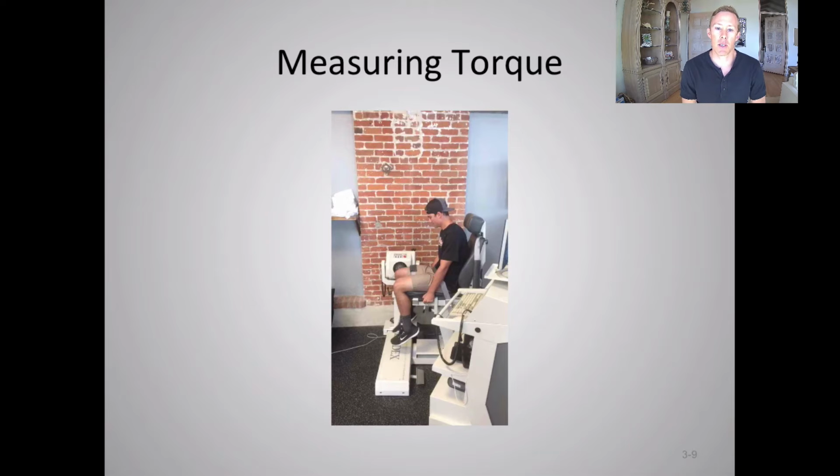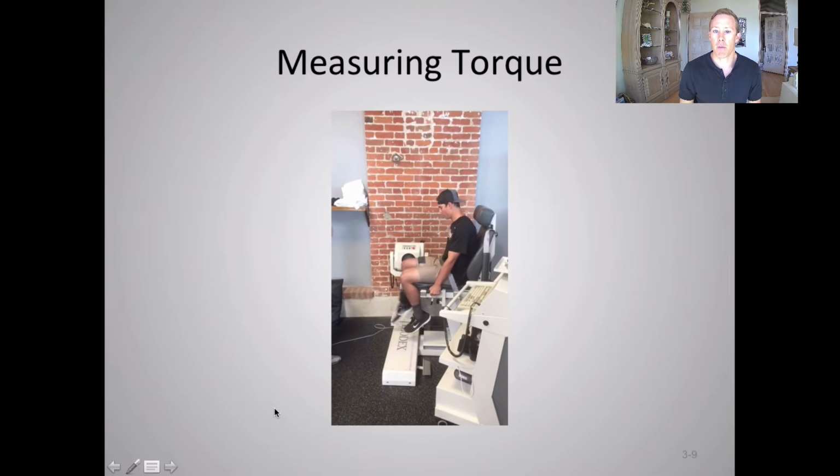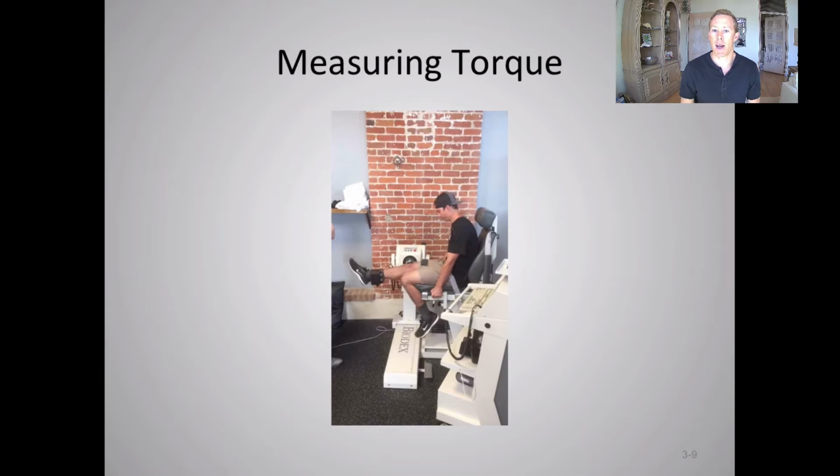So you can see machines like this one's called a Biodex. It's a common dynamometer for measuring torque. You can move it around and change the position so you could measure the rotator cuff on this, you can measure the glutes, you can measure lots of different muscles. So just a real life example of how you might measure torque in an applied setting.